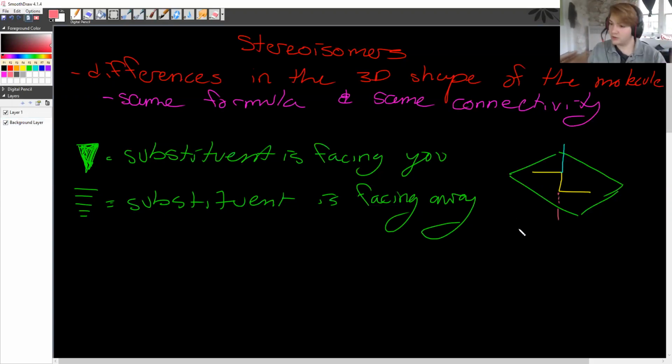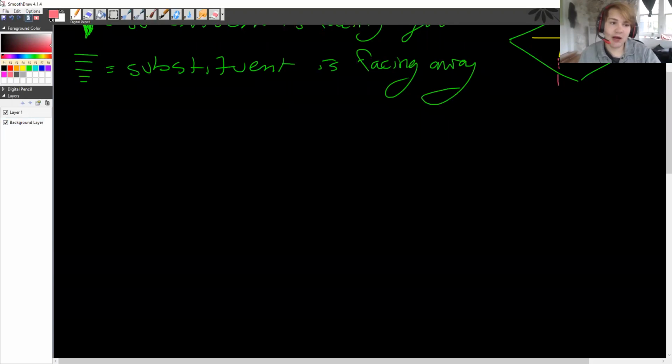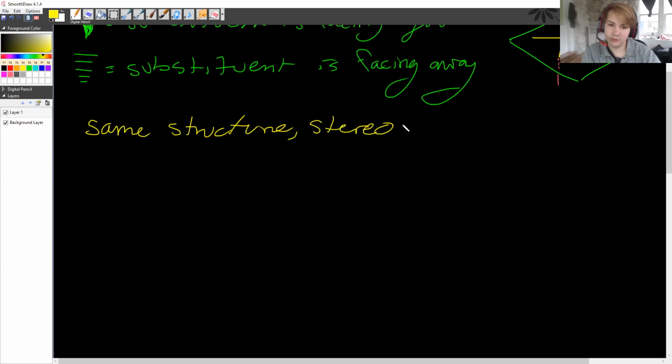So with this in mind, we can start practicing. Let's practice identifying: is it the same structure, a stereoisomer, or a constitutional isomer? So let's just do some practice.